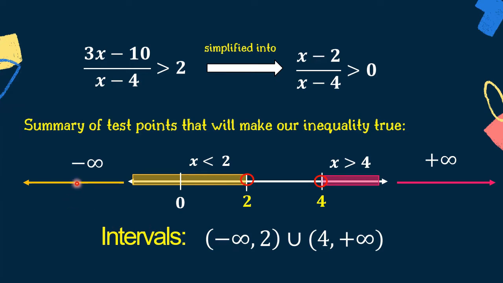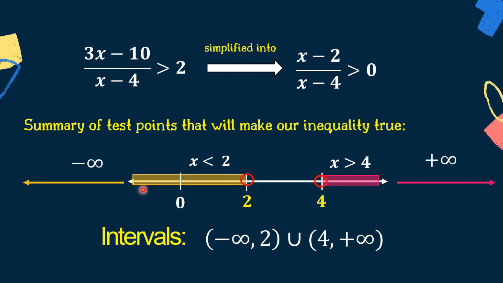infinity. Again, you have to write it from left to right. So we have negative infinity to positive 2. Since 2 is not included, we will use parentheses. And we will use the symbol union because we combine the two, because these are the two solutions to our equation.